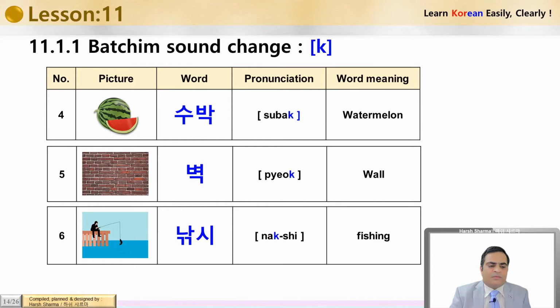And number 6, the word that is fishing, it is written Nakshi. If you don't know the rule, we will pronounce it with a very sharp double K sound. No, we have to pronounce this double K as a single K sound. Nakshi. Please repeat after me. Say Nakshi. Very good. One more time. Say Nakshi. Well done.